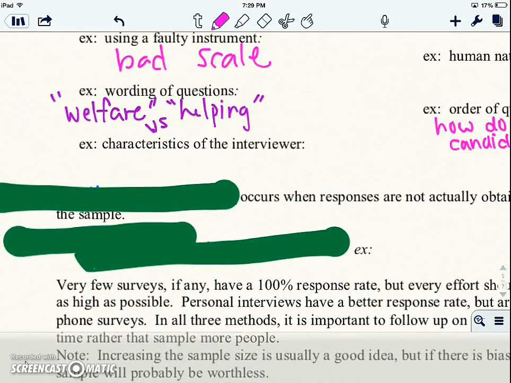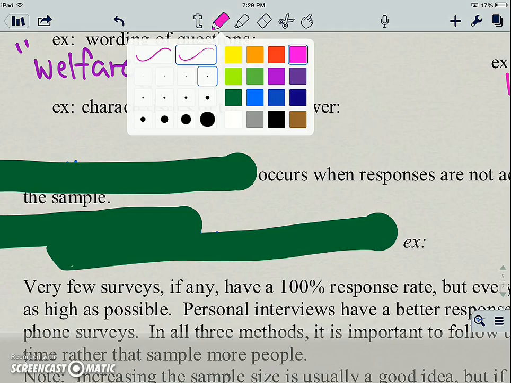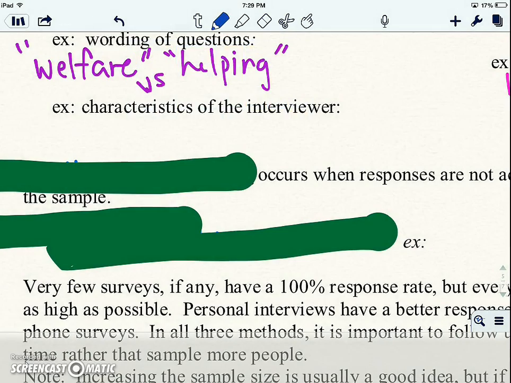Okay, and then the characteristics of the viewer. For example, if a cute girl walks up to you and says, do you prefer brunettes or blondes? And she's a brunette, but you really prefer blondes. You may say brunette just because she's cute and she's standing in front of you. So these are things that we will discuss later, but you always have to keep in the back of your mind.